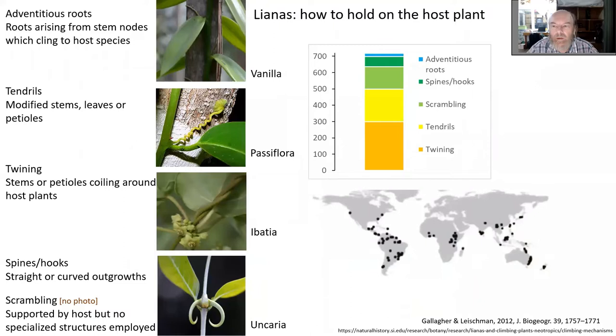Of course, lianas have to hold on to their host, and there are a number of morphological adaptations for that. This is a survey from a number of tropical locations, and there are some basic ways how to do it. Most often it is twining, which is basically just coiling around the host stem. Then tendrils. These can be modified stems, leaves, or petioles. This is an example of how it looks. Scrambling is basically no morphological adaptation. The plant is just sort of covering the host and, you know, hoping to hold on to it. And there can also be spines and hooks, as you can see here in the picture, and adventitious roots, as shown here on this vanilla plant. So there are all these adaptations and their representation in the tropical floras.